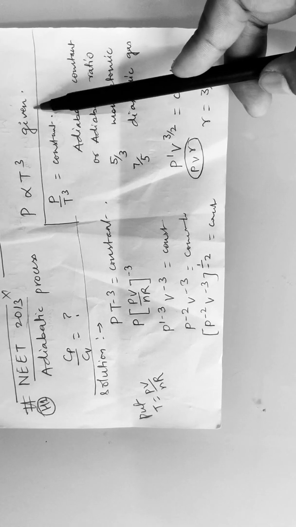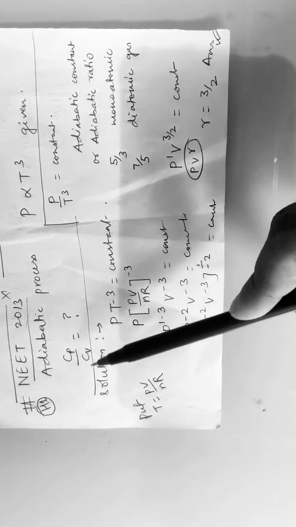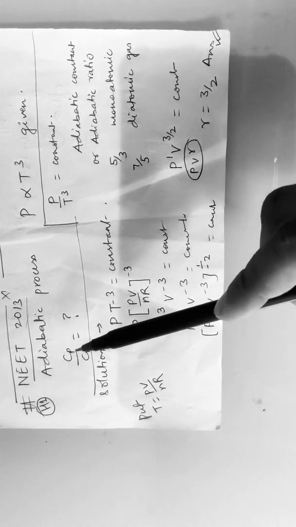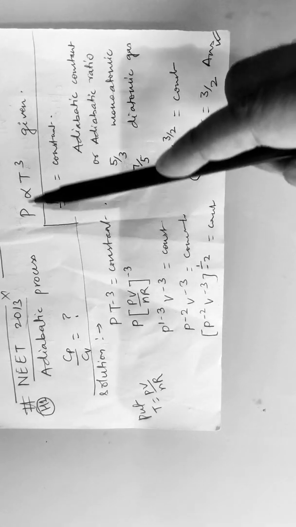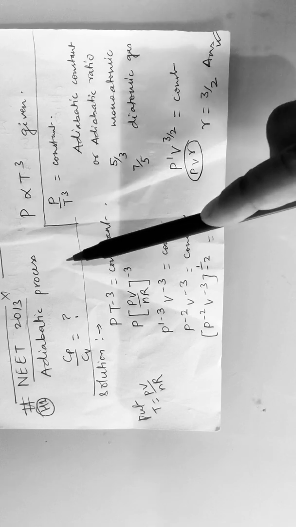This is given in the question. Now they have asked Cp by Cv. It's already called gamma. Cp by Cv is called gamma. It's called adiabatic ratio, adiabatic constant. Now dear student, this hint is given: P is directly proportional to T raised to the power 3. It's an adiabatic process. Now let us try to think.